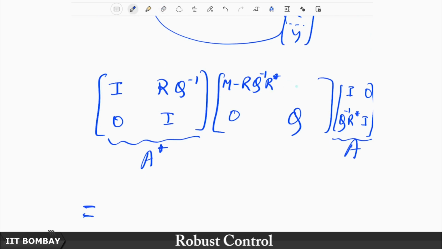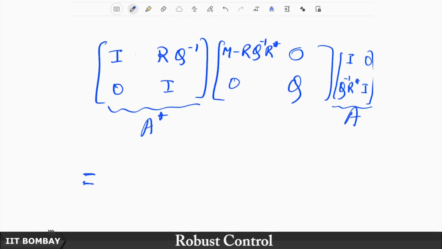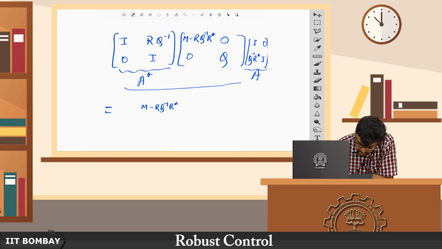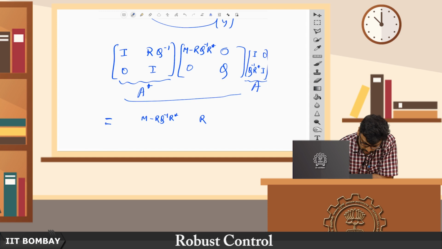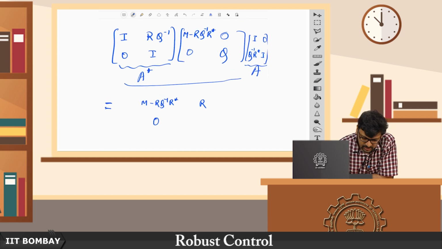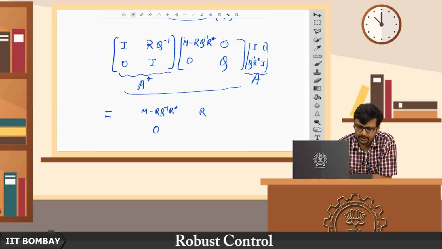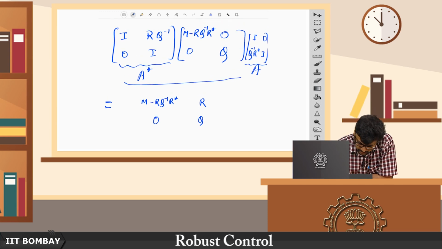Let us just check. So, what happens when you operate this? When you take the first two products of this and this, then you get I. So, you have M minus R Q inverse R star and 0 times this. In the second case, you have I times 0 and R Q inverse times Q. So, that is R, and in this one you have 0 and 0. This is block by block multiplication, it is the same as matrix multiplication, and this is Q times the final matrix, which is I, 0, Q inverse R star, I.